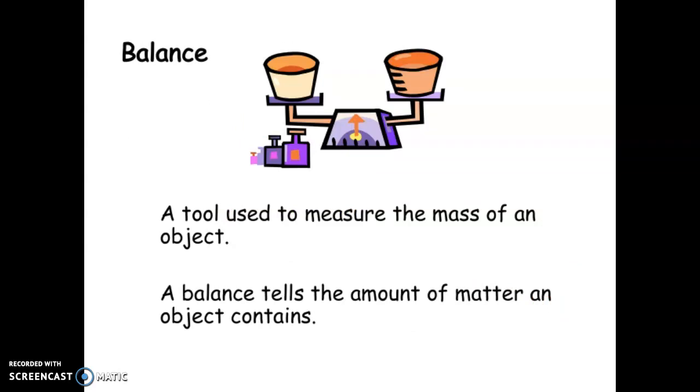This is a balance, a tool that's used to measure mass of an object or how heavy or light something is. A balance tells the amount of matter an object contains. Let's have fun. We're going to go to our tables and see if we can balance, make it even, by putting objects on either side until it's completely balanced.